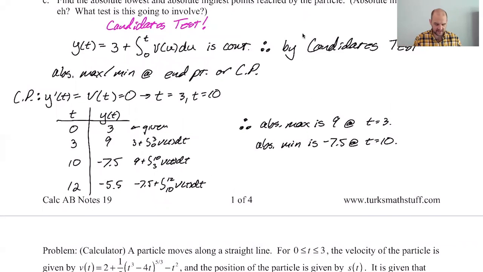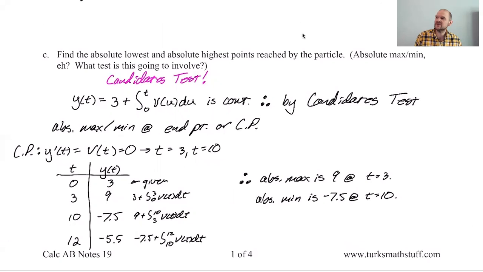It's going to come back. It's a big deal. Is it the biggest deal? I guess it's probably a tie between accumulation functions and candidates tests for what you end up doing with this stuff. I don't know.